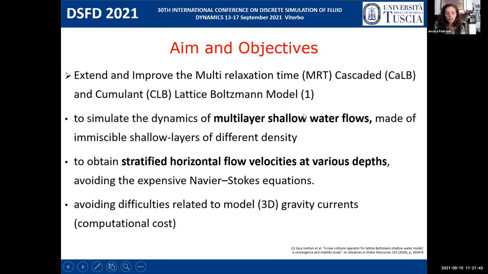The aim of the project is to extend and improve the multi-relaxation time cascaded and cumulant lattice-Boltzmann model developed by Professor Venturi, Di Francesco and Geyer to simulate dynamics of a multi-layer shallow water flow made of layers of different density and to obtain a stratified horizontal flow velocity at various depths, avoiding the expensive Navier-Stokes equation and to overcome the difficulties related to simulation of three-dimensional gravity currents, especially in terms of computational cost.